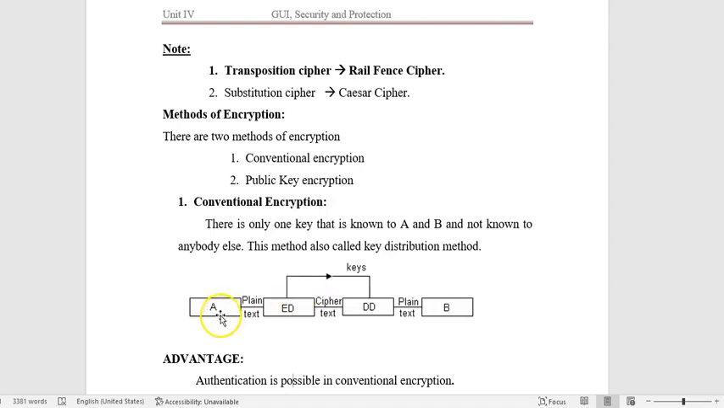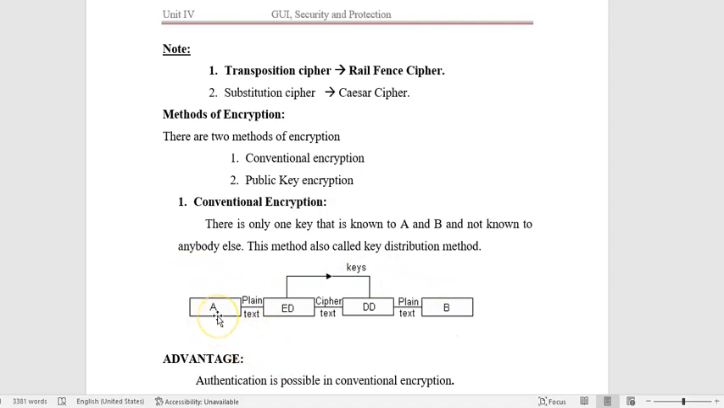For example, here you're going to have A and B. Here they are deciding a key. Whatever the key method, whether they are using transposition or substitution, any key they decide, A is going to communicate with B. The advantage of this method is that authentication is possible.